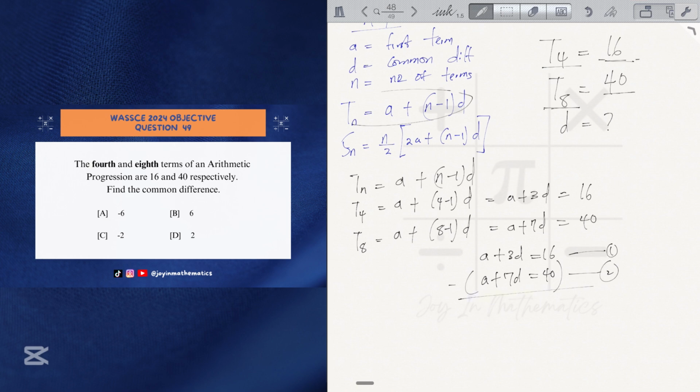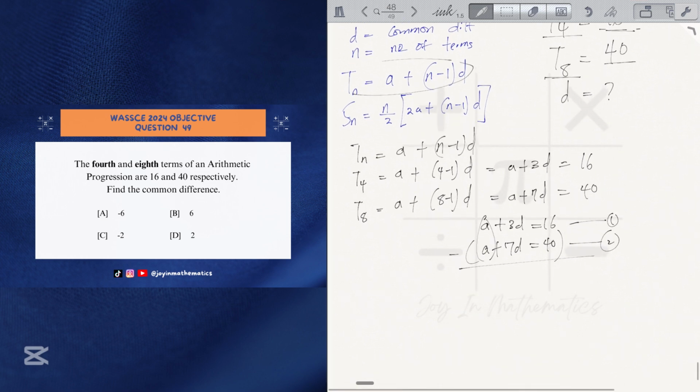We subtract equation 2 from equation 1, and a minus a will give us 0. 3d minus 7d would give us minus 4d. Similarly, 16 minus 40 would give us minus 24. So we can find the expression for d: d will be equal to minus 24 divided by minus 4, and d would be equal to 6. So the common difference is d equals 6, which is option B.